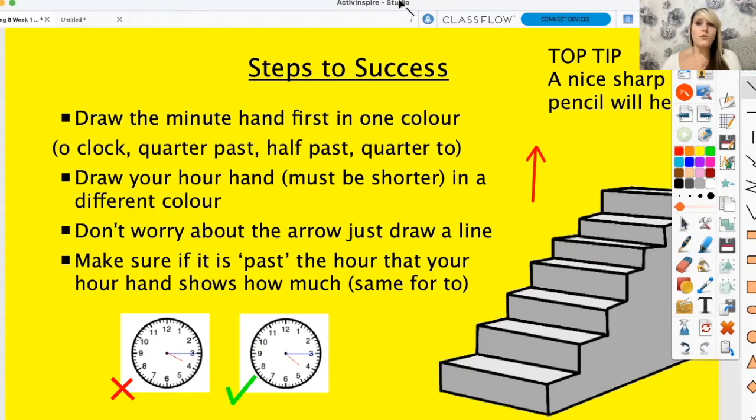So drawing the hands on a clock is tricky. Okay, be patient. You might need to rub it out and start again or print a couple of copies, but don't worry, keep working hard. Miss Vaughan's really proud of you.